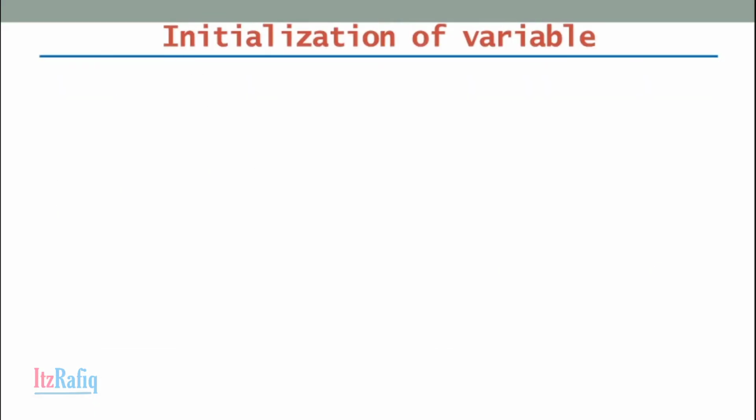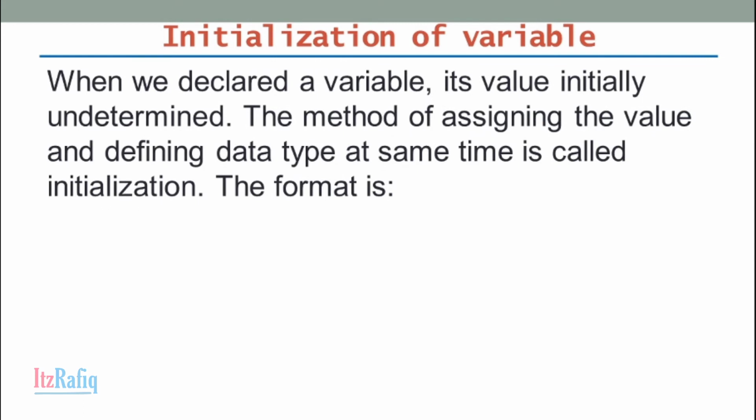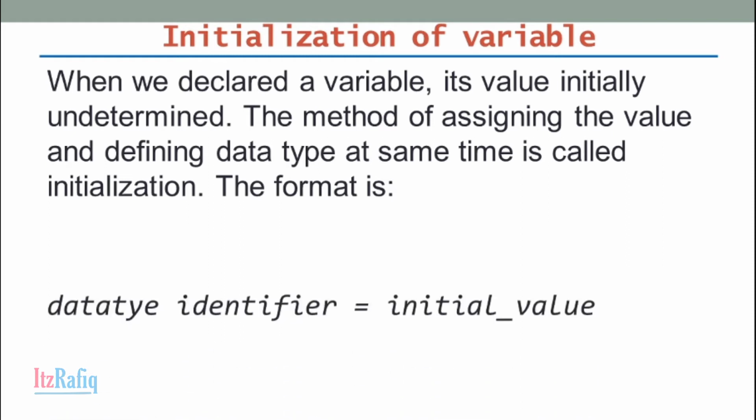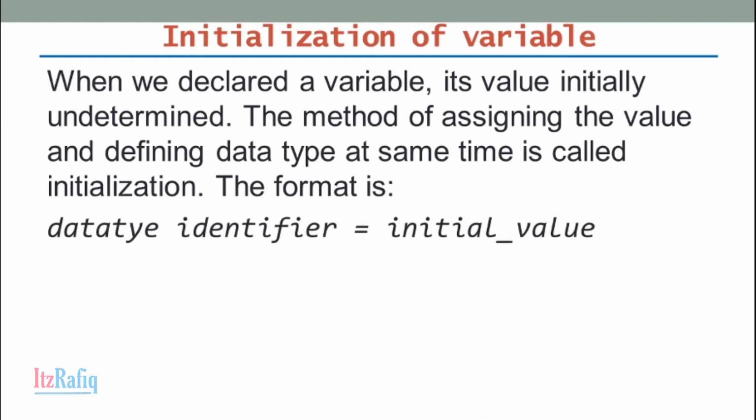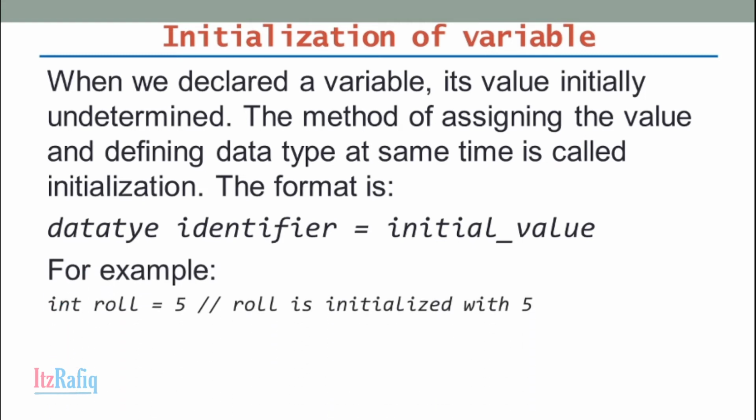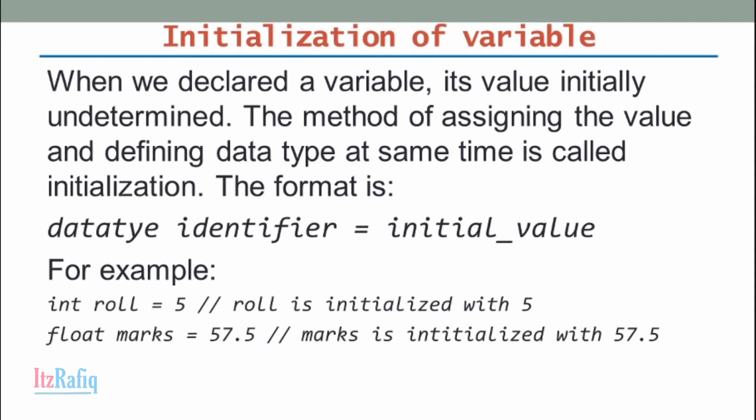Initialization of a variable. When we declare a variable, its value is initially undetermined. Means when we declare a variable, there is no value. The method of assigning value and defining data types at same time is called initialization. Format is data type, identifier and initial value. For example, int roll 5, float marks 57.5. In roll variable the number 5 is stored, and here in marks variable 57.5 is stored.